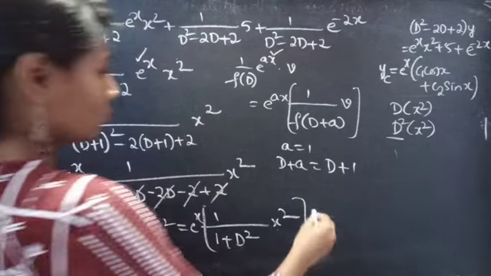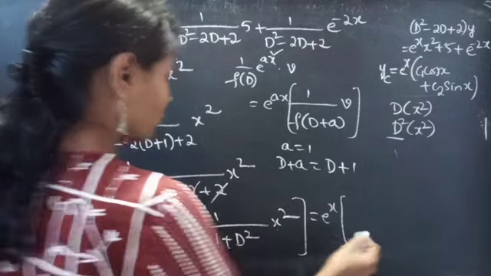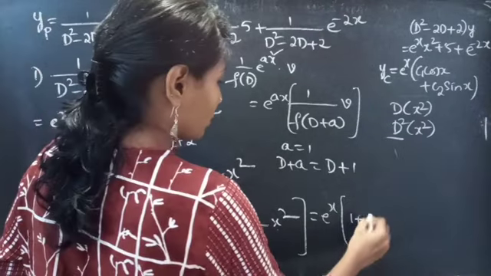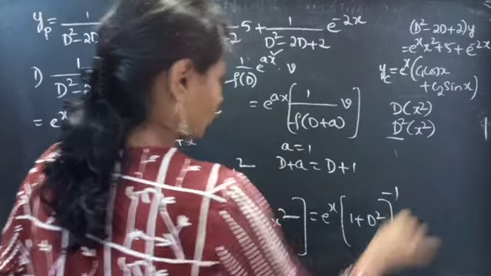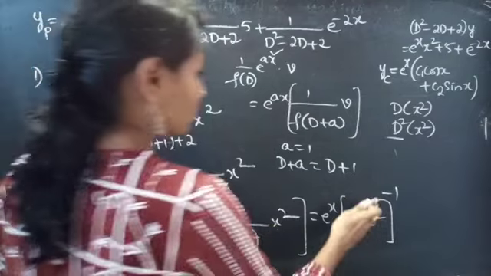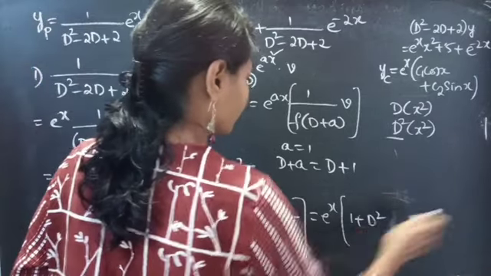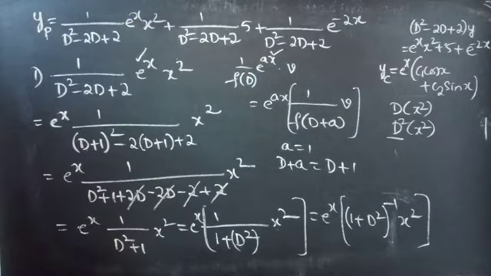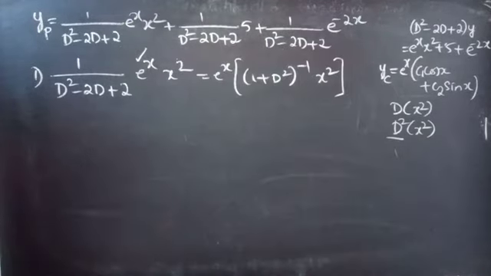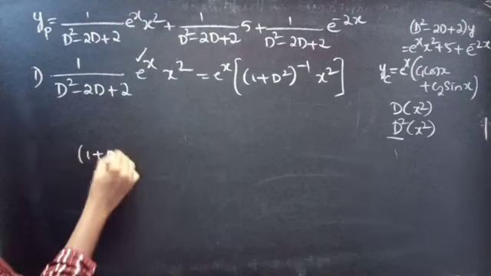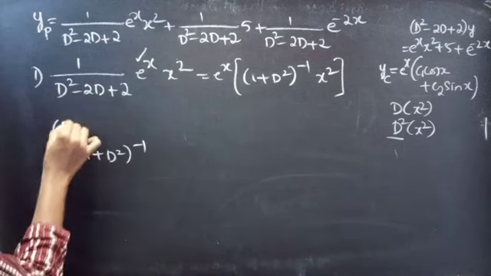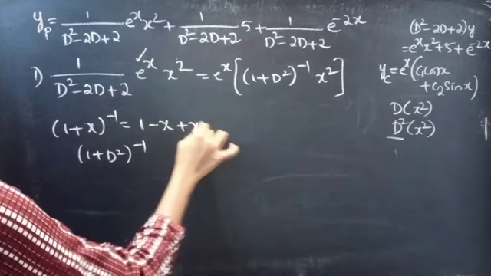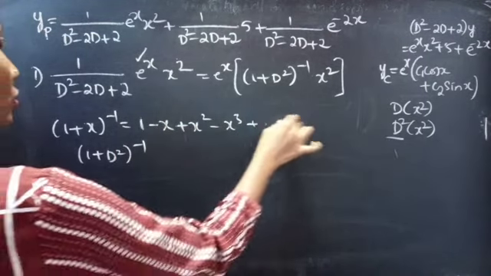This is equal to e power x into, now we can write 1 by 1 plus D square as 1 plus D square whole inverse into x square. Now we'll expand 1 plus D square whole inverse using the formula 1 plus x whole inverse, which is equal to 1 minus x plus x square minus x cube plus so on.